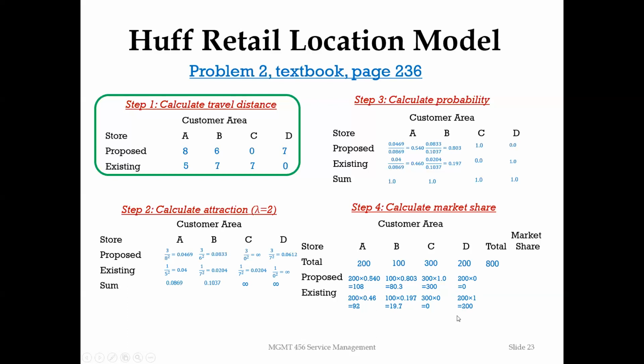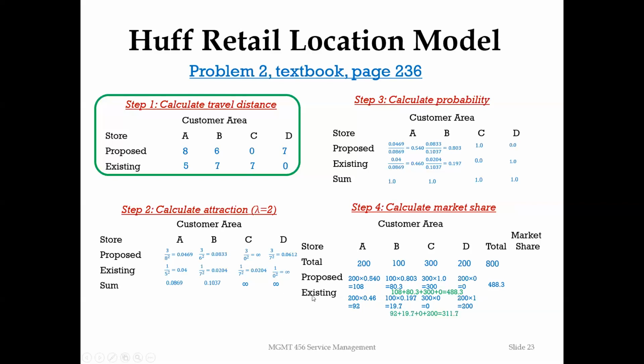So with all these numbers, now we can calculate how much dollar amount will be spent in the proposed store, combining 4 different customer areas. We will have to add all these customer spending. Adding the 4 numbers together, we get the total spending in the proposed store. So 108 plus 80.3 plus 300 plus 0, you get 488.3. So $488.3 thousand will be spent in the proposed store.